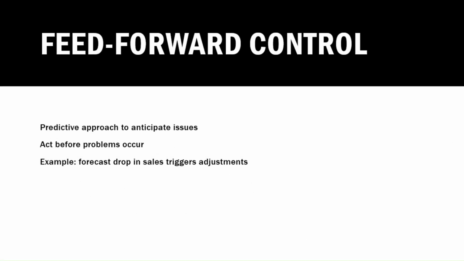Feed-forward control is predictive. For example, if a forecast shows demand will fall, managers can cut production in advance. This avoids waste and is a proactive form of control.